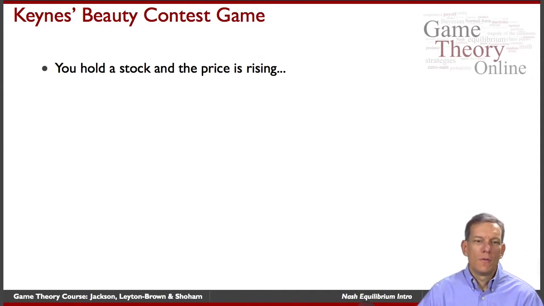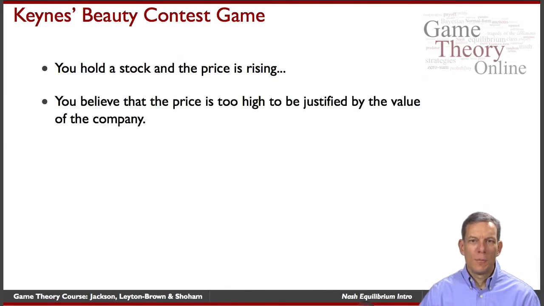So the idea was you have a stock, you're holding onto it, and the stock price is rising. That's great. You're an investor. You're trying to make profits off of your stock holdings. And you begin to believe that maybe the stock is too high to be justified by the value of the company. So you're thinking that it's possible that this stock is overvalued. Maybe there's a bubble in the market, and you're starting to think about selling.